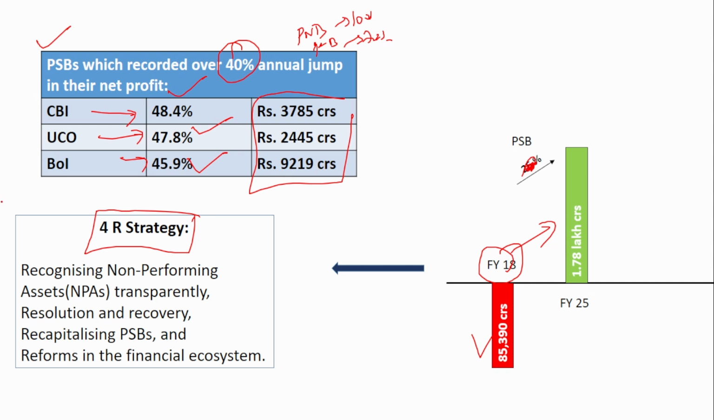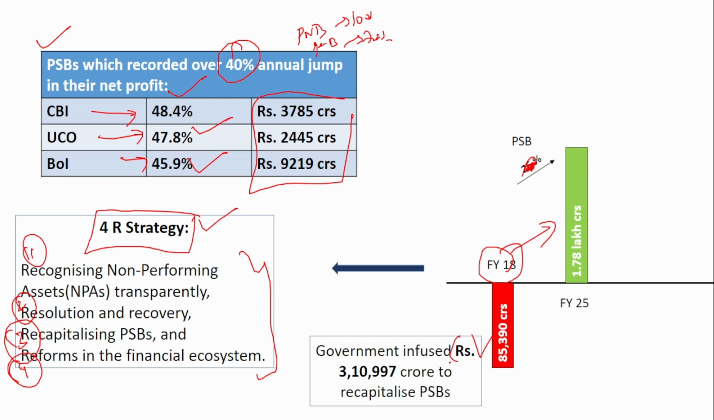The 4R are recognizing NPAs transparently, resolution and recovery, recapitalizing public sector banks, and fourth, reforms in the financial ecosystem. If they ask you which among the following is not among the 4R, then you should know. So please read these names and remember what the 4Rs are. The government of India had infused around 3,10,000 crore to recapitalize public sector banks. See, in public sector banks, who's the major shareholder?